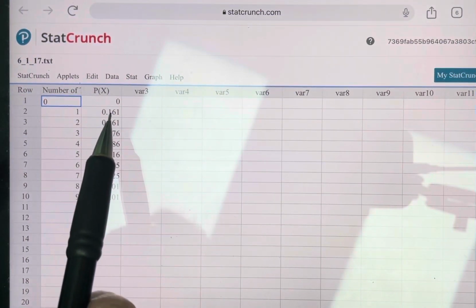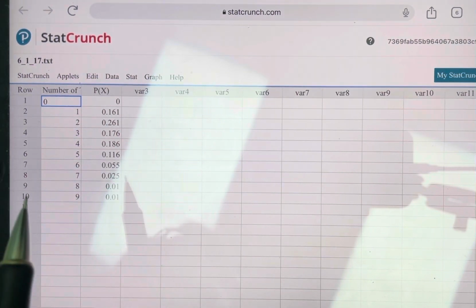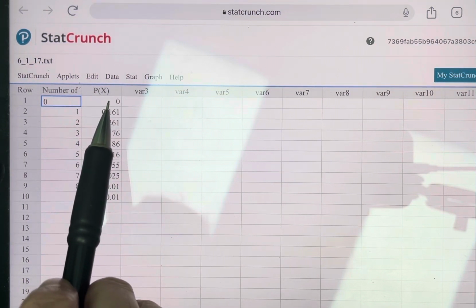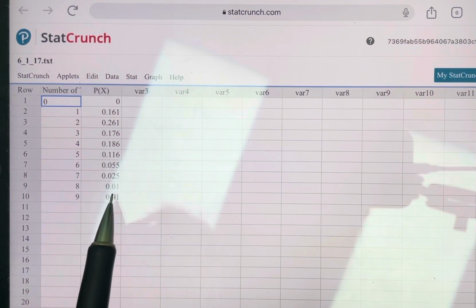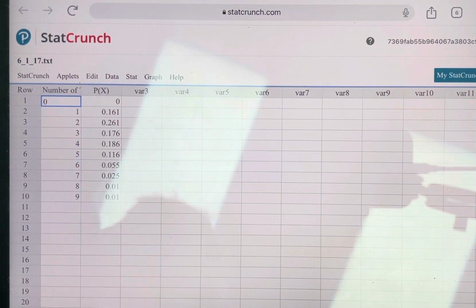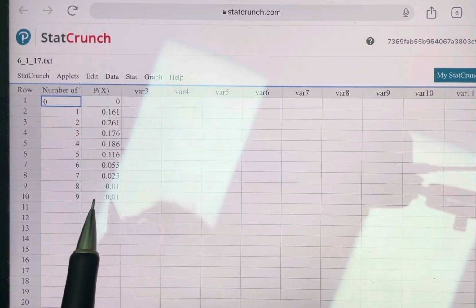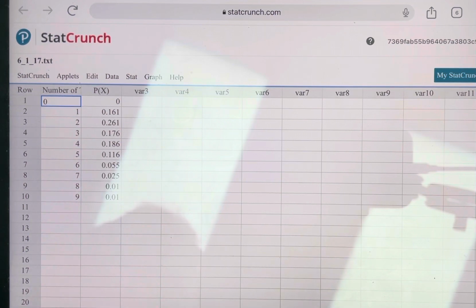There's a 0.161 probability that the household has 1 television, or 16.1% if you change that to a percent. 0 probability you have no TVs, and just above 0, 0.01 probability that a household has 8 or 9 TVs. That's obviously quite a number of televisions. I think I only have 1, so I would be in this category right here. So how do we graph? How do we come up with the graph of the probability distribution?